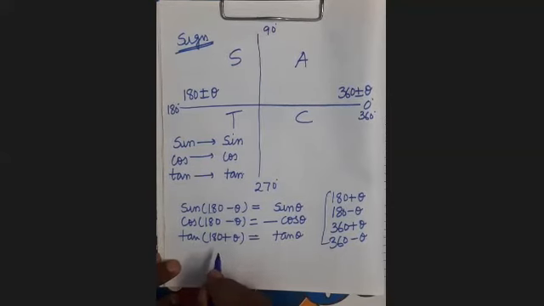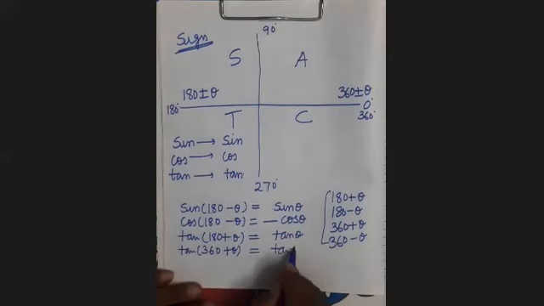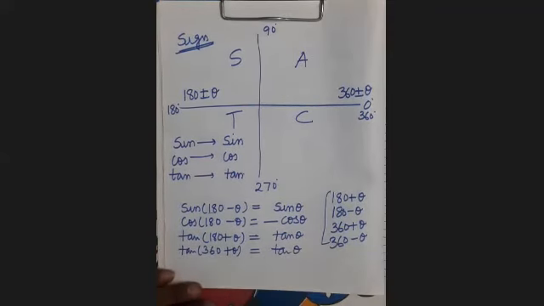Pradyum Sharma, have you any problem? No, sir. Now see here, tan 360 plus theta. What would be the sign of 360 plus theta? Positive. And tan changes into tan because it lies in the first quadrant.